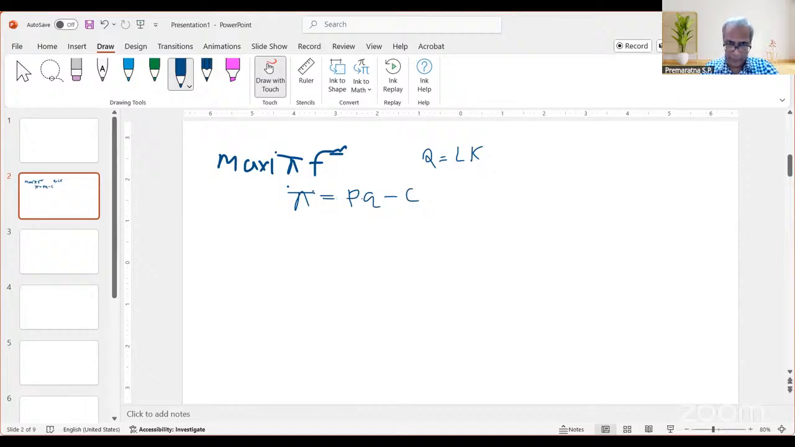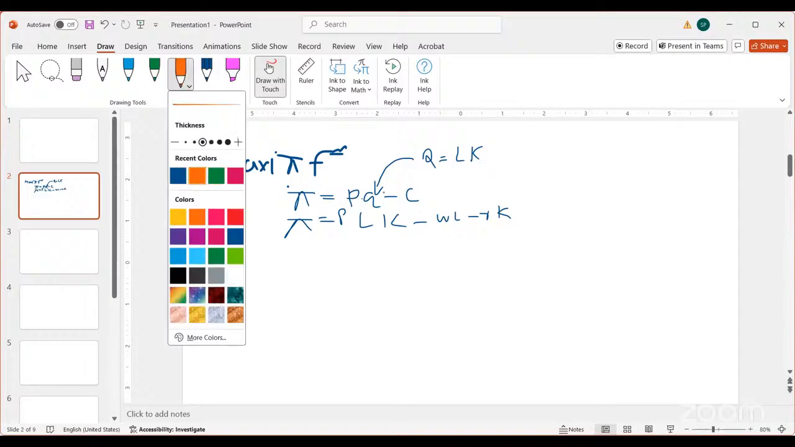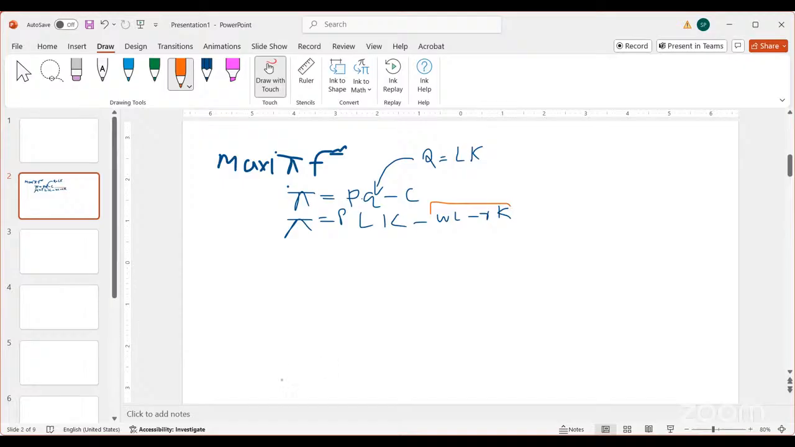What we are going to do here, they take the quantity, then the profit become P L K, minus C is between the W L and R K. So that is the cost side.